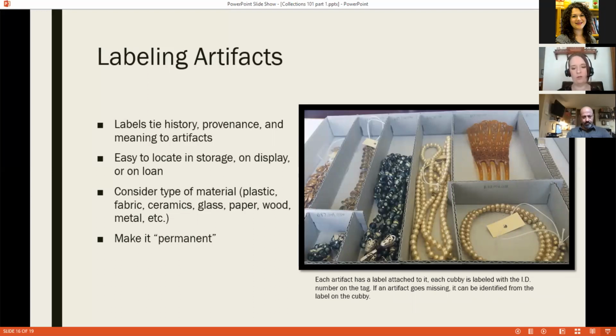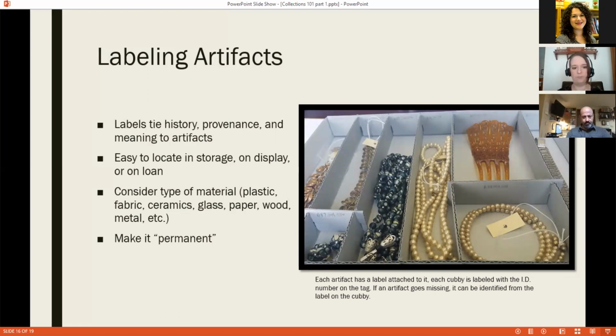It's really helpful when you're looking for particular things, or say you go to look for an item and it's not where it's supposed to be. Then you look it up and find out it's on display, or it's out on loan. So the label is incredibly important to maintaining separate identities for each item.